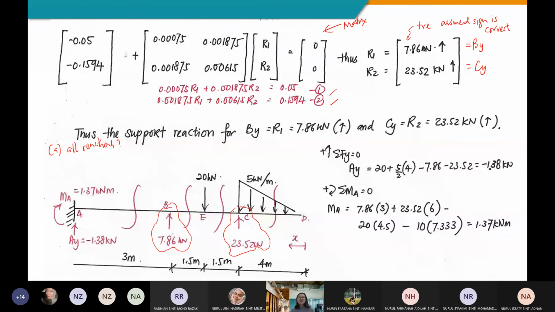Now your system is still indeterminate, but some of the redundant forces have been solved. So you can just use your skill of equilibrium equations. Taking summation moment MA equal to 0, you get MA. Taking summation Fy equal to 0, you get AY, and summation Fx equal to 0, you get AX. So these are how you analyze and solve for A.